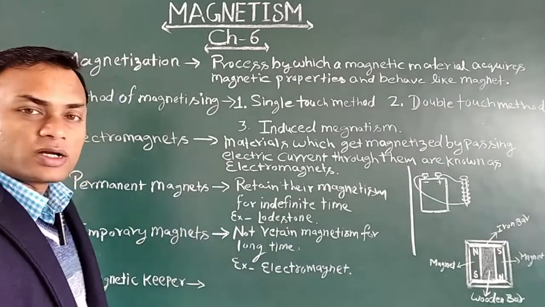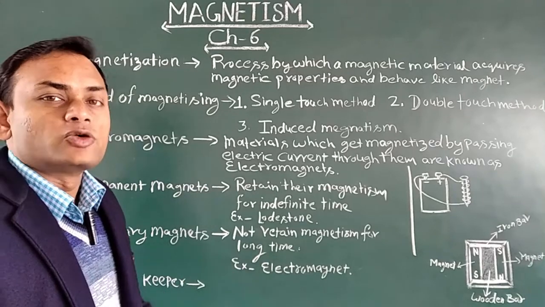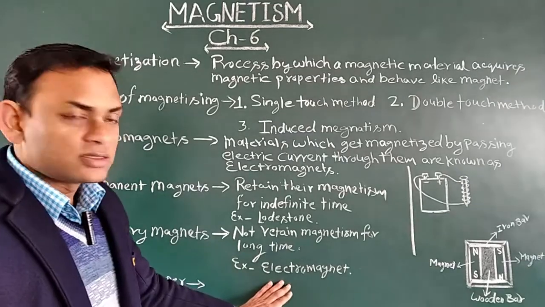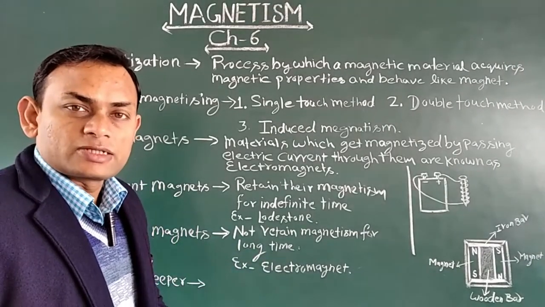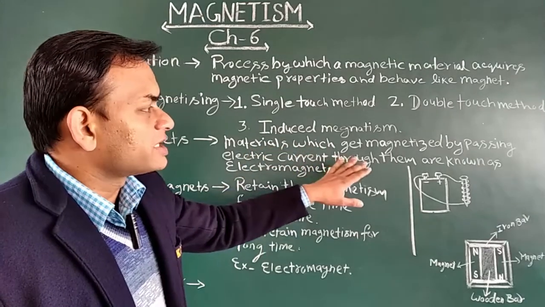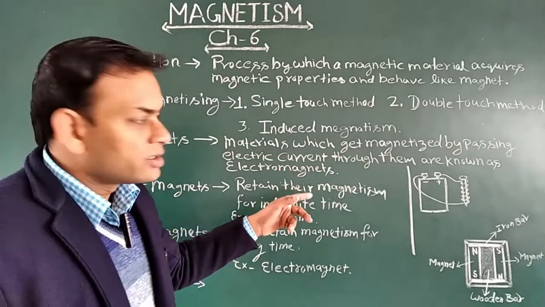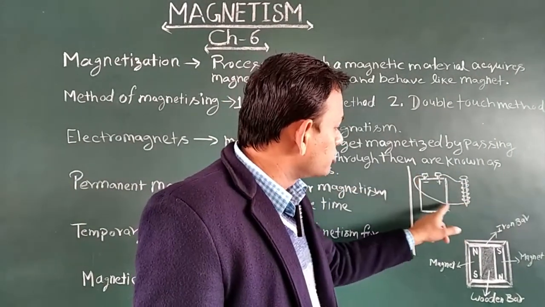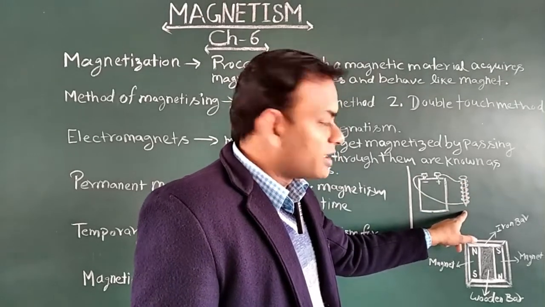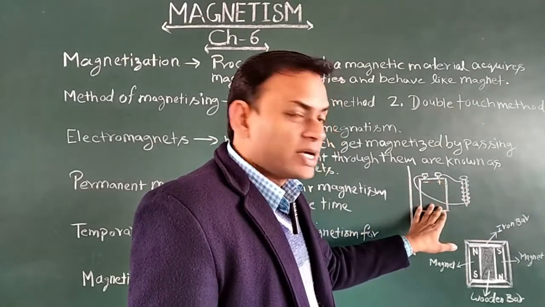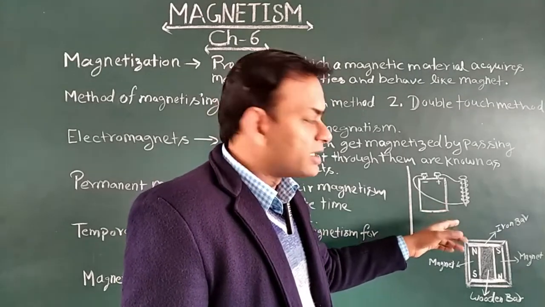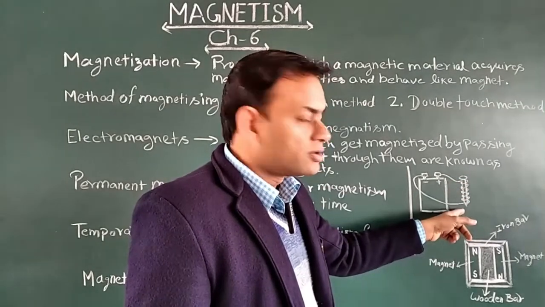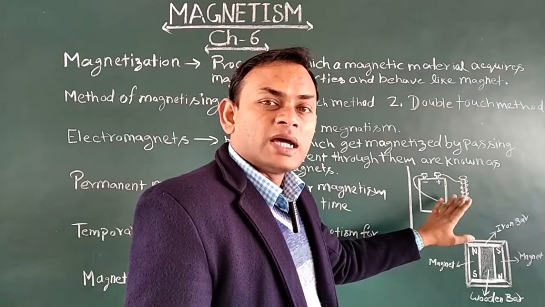Now temporary magnets. What are temporary magnets? The magnets which don't retain their magnetic power for a long time are called temporary magnets. As with electromagnets, the material gets magnetized by passing an electric current through it. As you can see here, this nail is an electromagnet at this time because current is flowing through this wire around it. As you disconnect the wire from the battery, the flow of current stops and this nail will be a simple nail. There will be no power of attraction in this nail. So electromagnets are temporary magnets.